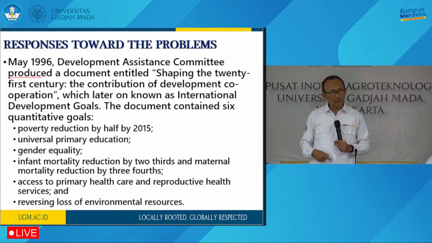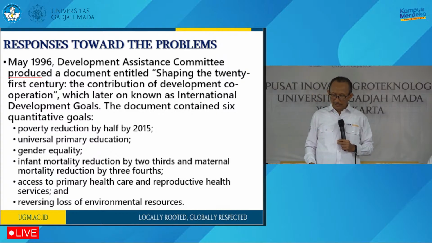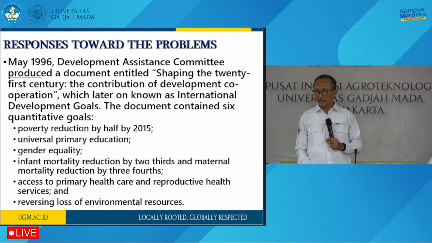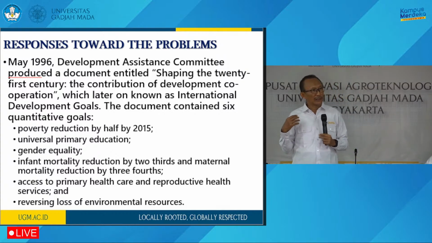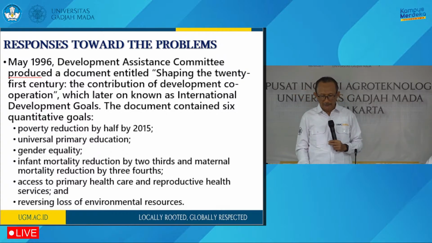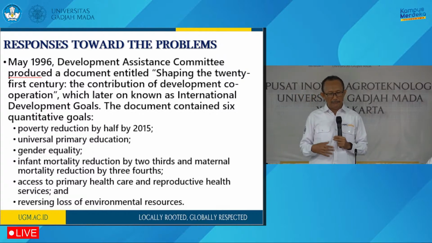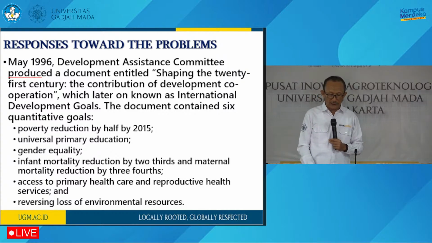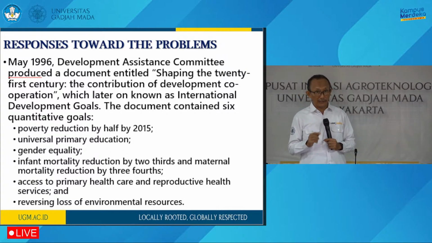But starting from 1996, the idea of poverty reduction came in. So we are not only developing the economy, but we also have to reduce the poverty of the world, and then improve primary education, gender equality, reduce infant mortality, provide primary health care, and also reverse the loss of environmental resources. This was the most important step at the time.